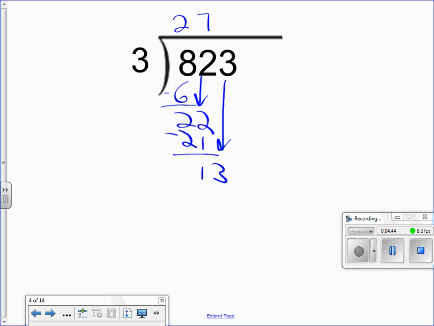How many times can 3 go into 13? Once again, it's easy. 3 times 4 is 12. 1. Are there any other numbers to come down? There isn't. So this number is my remainder. Remainder 1.